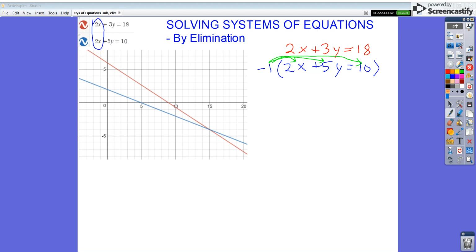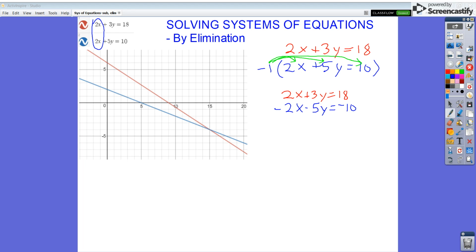So we multiply by each term, so we end up with the first equation staying the same. I'm not going to do anything to that. And then distributing the minus 1 in the second equation. So minus 1 times 2x is minus 2x. And then times 5y is negative 5y. And that equals a negative 10.